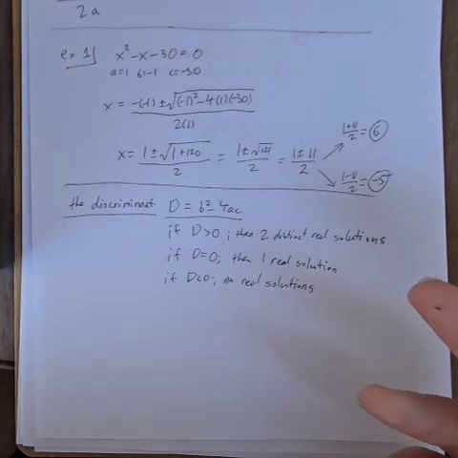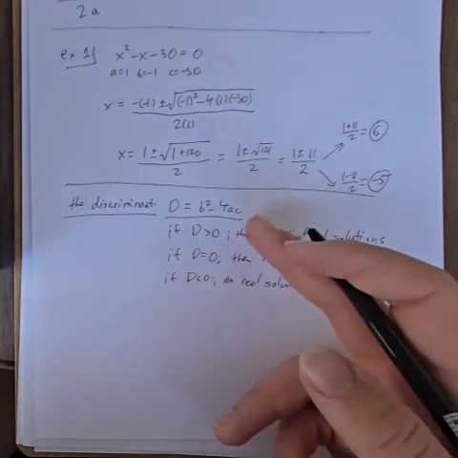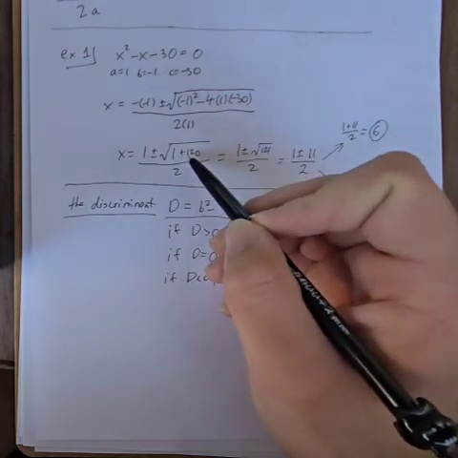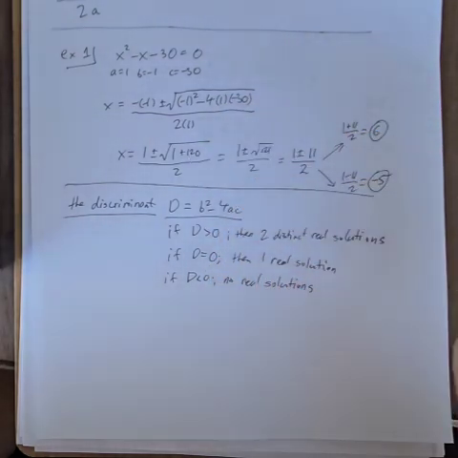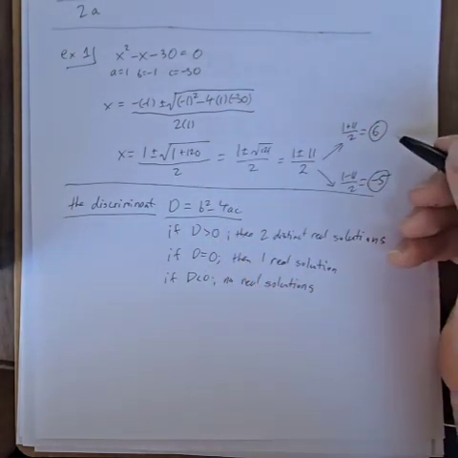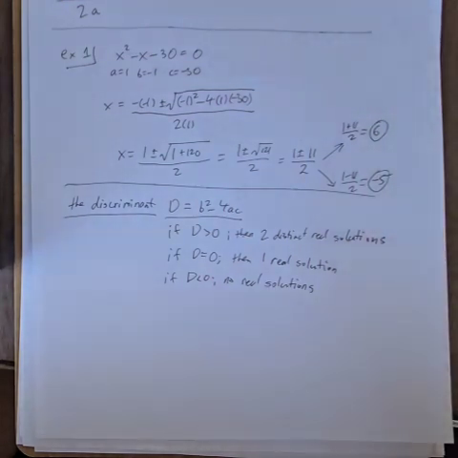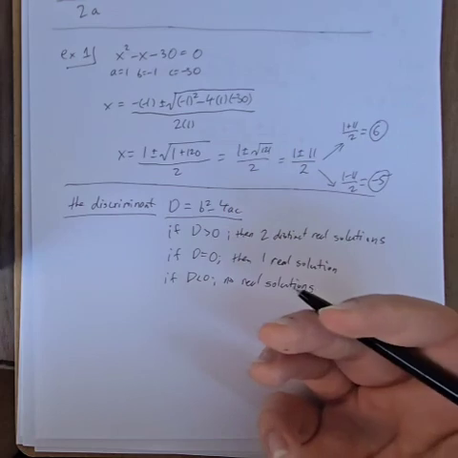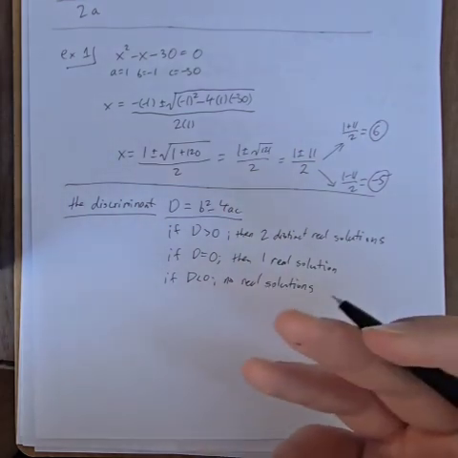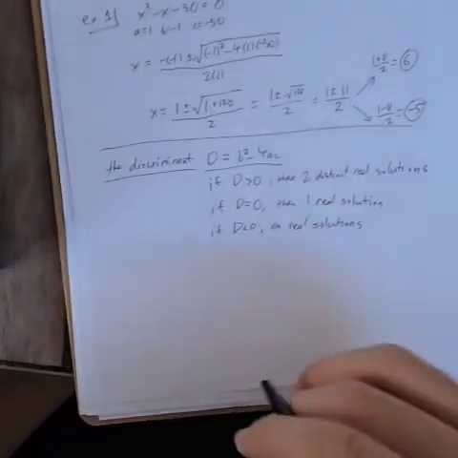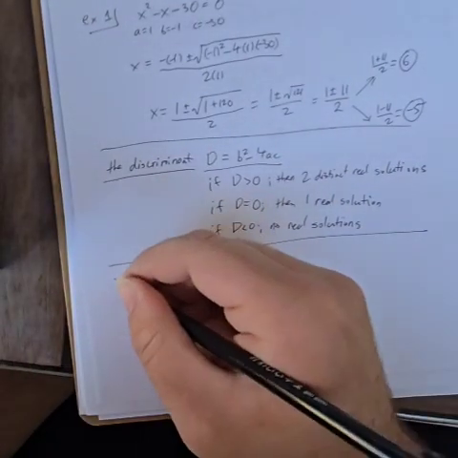In our case, b squared minus 4ac ended up being, if we go back to our work here, we can see it ended up being 121. That's greater than 0, so we knew we had 2 solutions, and we did, 6 and negative 5. But if you want to check in advance using the discriminant, then absolutely you can see how many solutions you're going to end up with. So that's the discriminant. Let's do another example here.